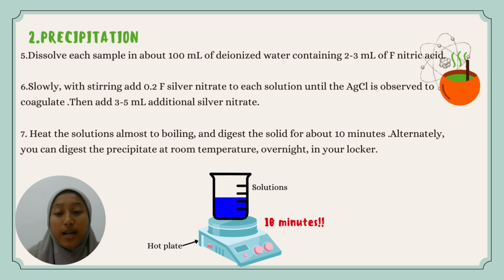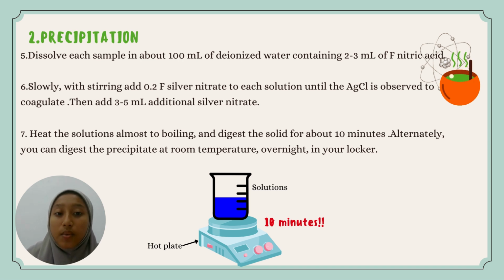Alright, moving on to the second part of the gravimetric analysis, which is the precipitation. In precipitation, we dissolve each sample in about 100 ml of deionized water containing 2 to 3 ml of 6 F nitric acid.